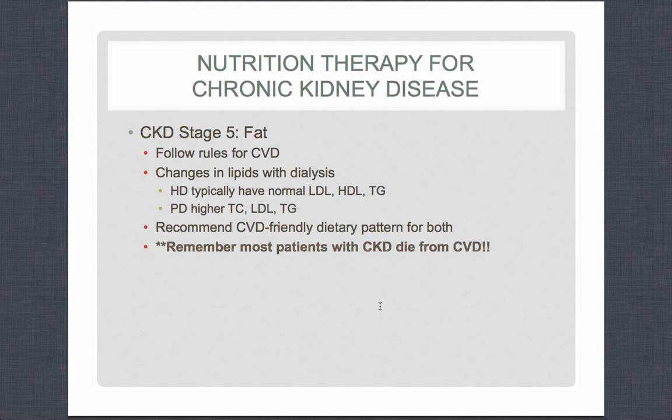Stage 5 chronic kidney disease. In terms of fat, follow the rules for cardiovascular disease, recommending a cardiovascular disease-friendly dietary pattern for both. We do see changes in lipids with dialysis. Hemodialysis patients typically have normal LDLs, HDL, and triglycerides. In peritoneal dialysis, these lipid fractions can elevate. Most patients with chronic kidney disease do die from cardiovascular disease, so cardiovascular risk factor control is important.